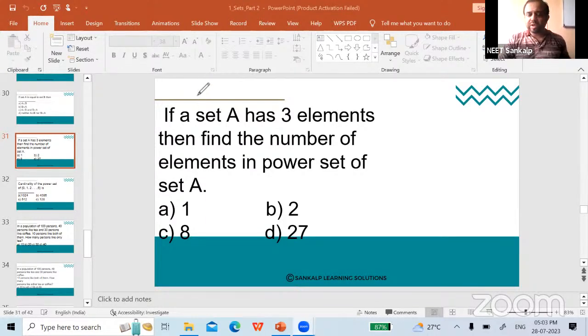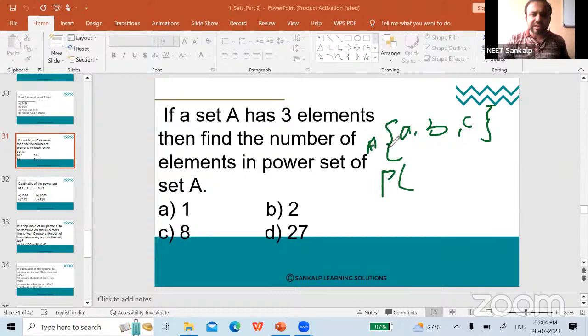Okay. Now here you know that the set has 3 elements. What are those 3 elements? Any 3 elements are given. So you can say that it is, say, A, B and C, which has 3 elements. So what is a power set? If I consider this as set A, then what is the power set of A called? How many elements are there and what is the cardinality of that?